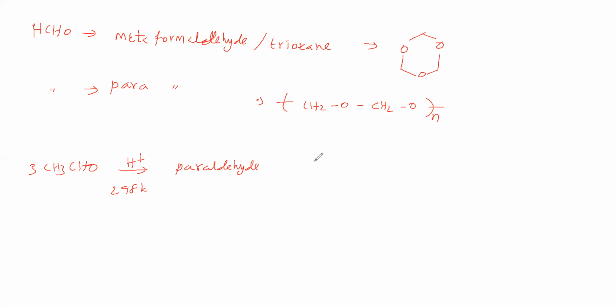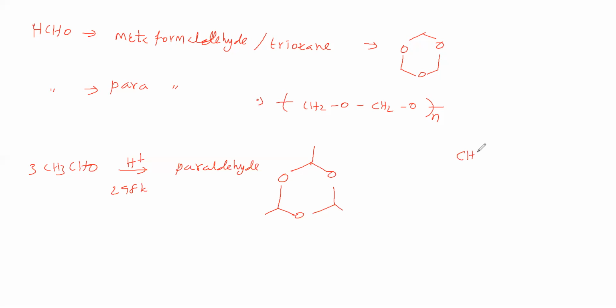Paraldehyde is a polymer, and its formula is like this. So we are getting the paraldehyde like this. This paraldehyde we can use as a hypnotic substance. Now how do we get this paraldehyde? That point we will see.